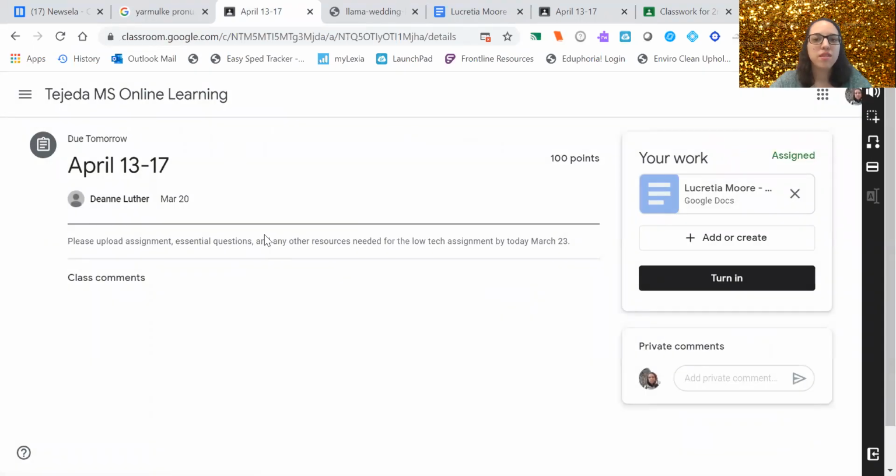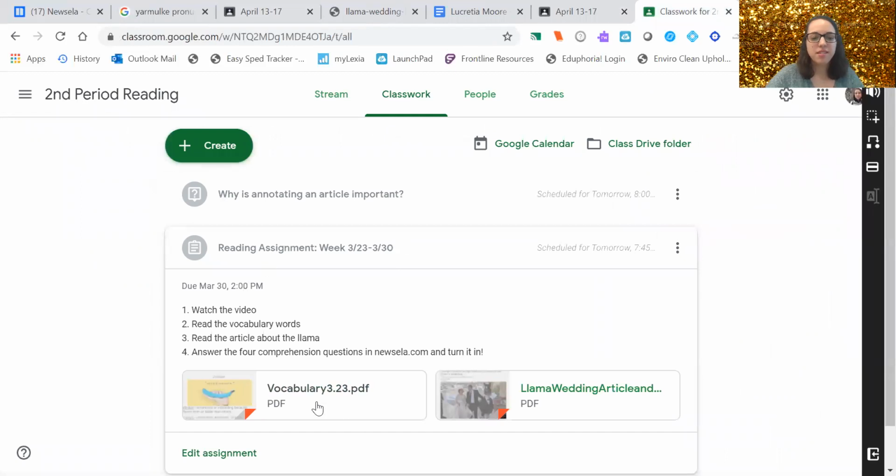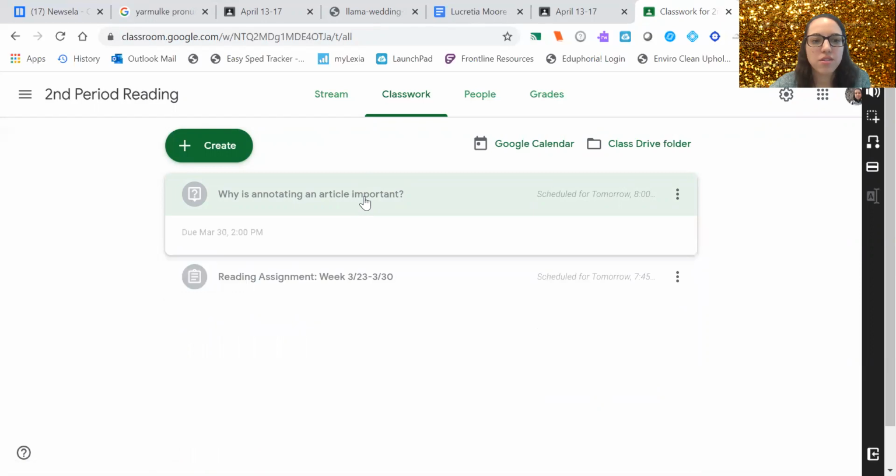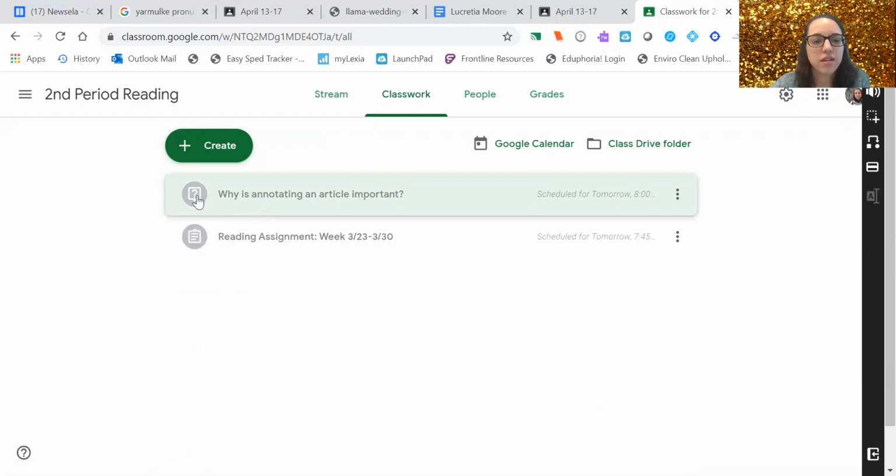Once you have finished the entire lesson, you read the vocab, you did the article and 4 questions, I just want you to answer this question, which we've talked about: why is annotating an article important? So do that last. It's the essential question to make sure that you understood the assignment, okay?